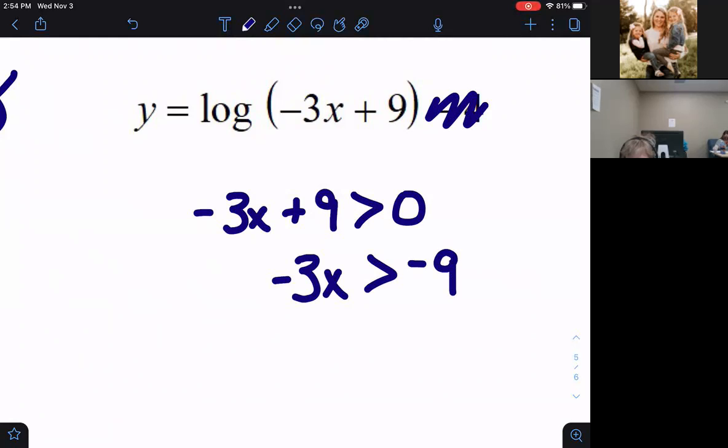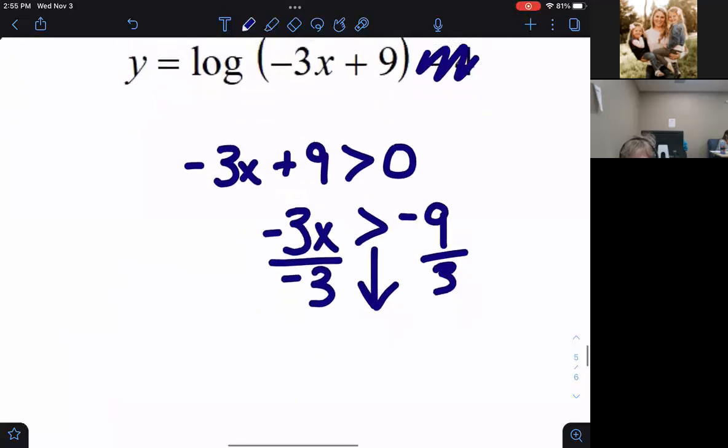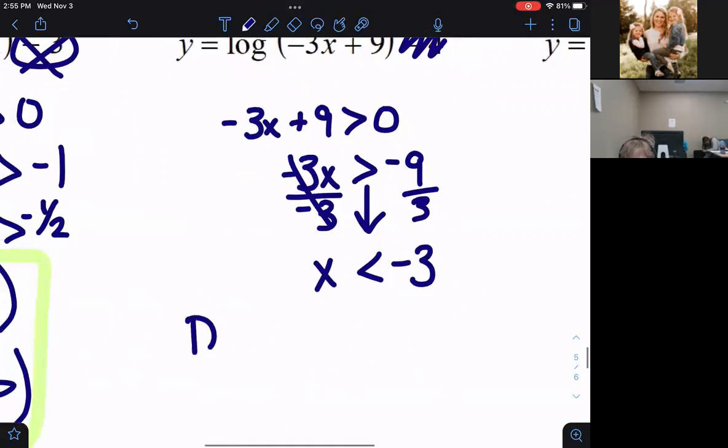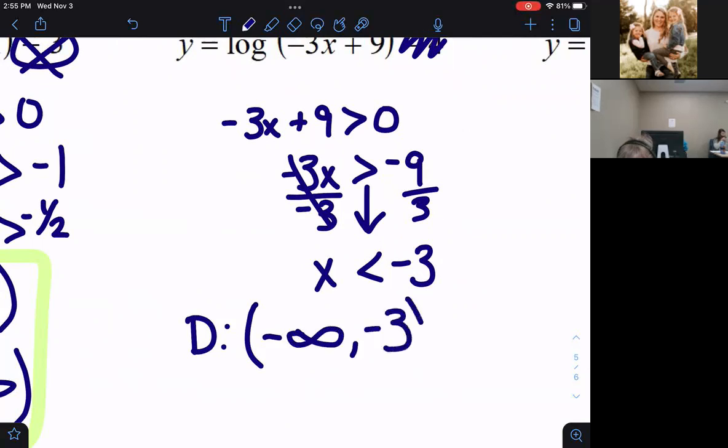However, remember back to algebra 1, anytime you have an inequality and you multiply or divide, in this case, by a negative number, your inequality symbol has to flip. So our inequality has to flip to less than. So we're going to end up with x is less than -3. So this time for my domain, I need any number smaller than -3. Smaller than -3 would be negative infinity to -3.